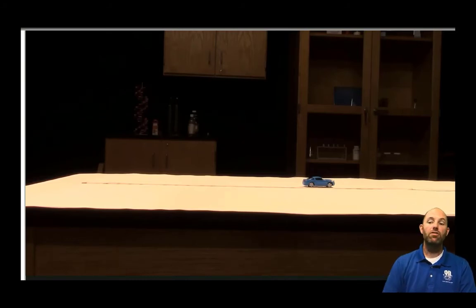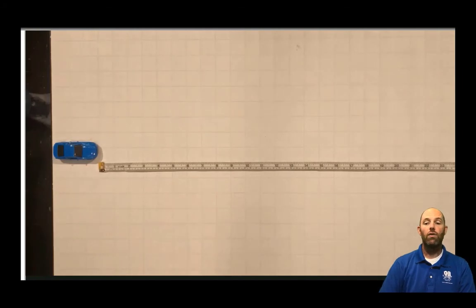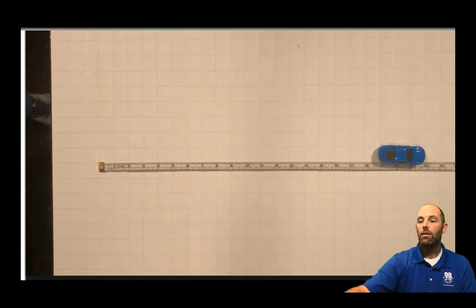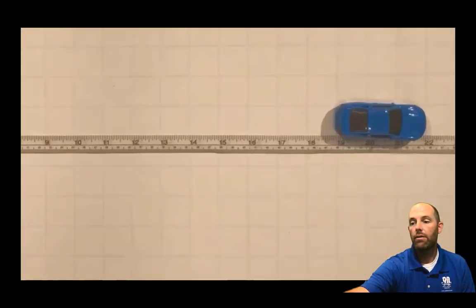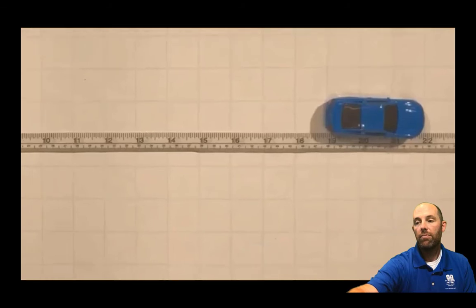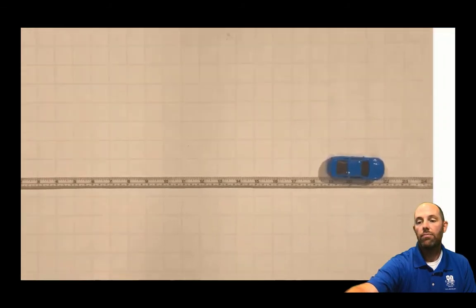Now, let's measure the distance of trial 1 and trial 2. Let's zoom in. How far did it roll with 1 Newton of force? Now I'm going to zoom back out so we can see trial 2.